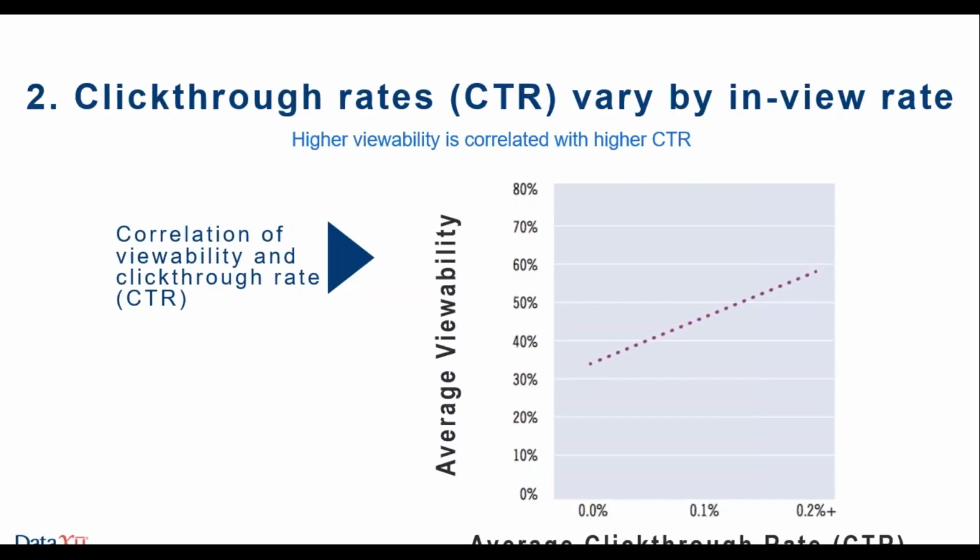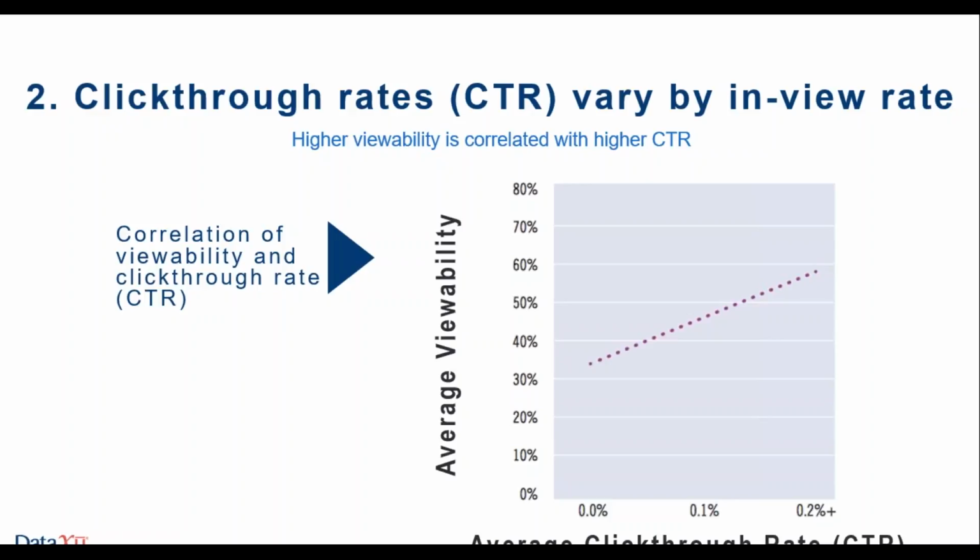The second insight was that we found that performance, as measured here by click-through rate, does in fact improve as viewability also improves. So as you can see in this chart, our study showed that click-through rate increased with viewability. So again, viewability here is on the vertical axis, and then click-through rate here is on the horizontal axis.